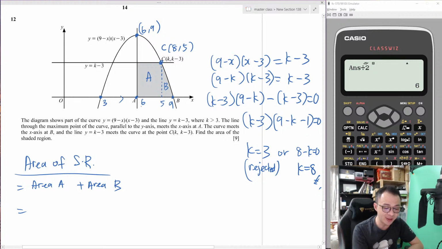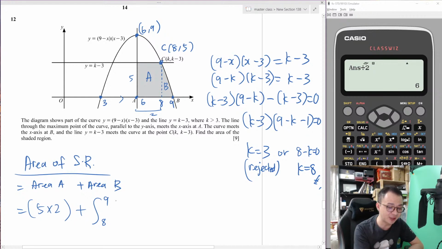Okay, so this one is A, not 5. This is A. Scared me, why would we have 5 here? Okay, so the length here is from 6 to 8, which is 2. The height here is 5, so it's 5 times 2. Very easy. Then for area B, I need to integrate from 8 to 9 the equation of the curve.